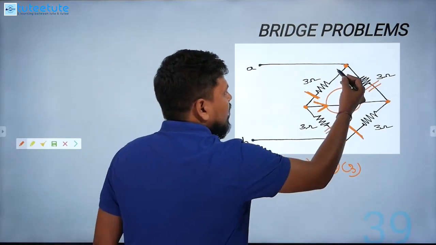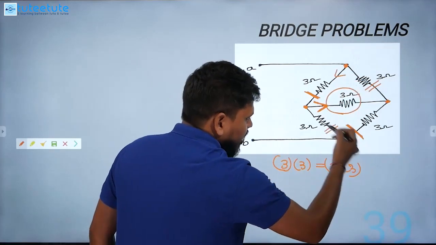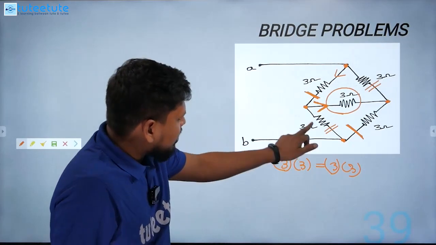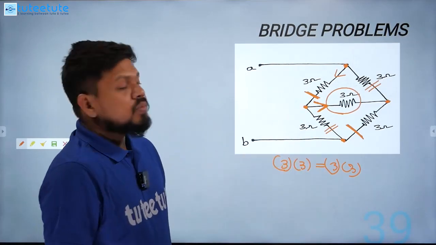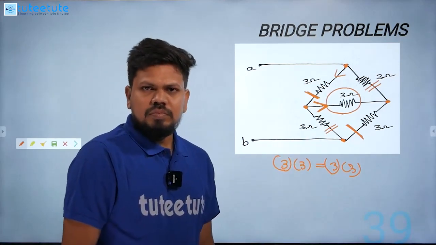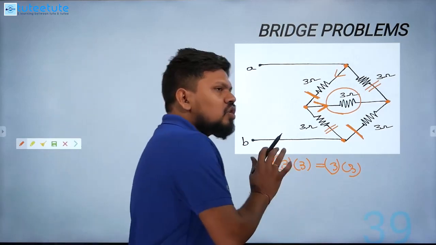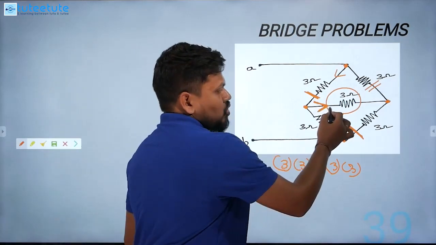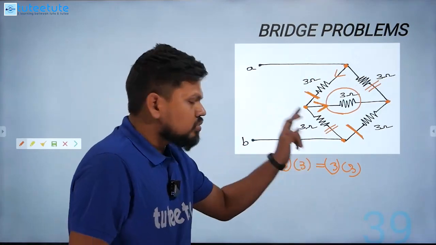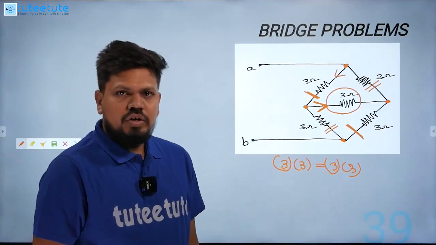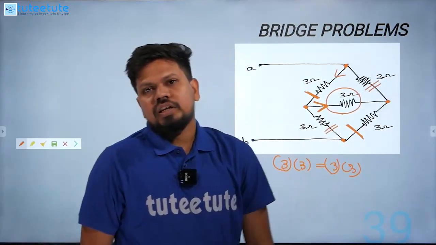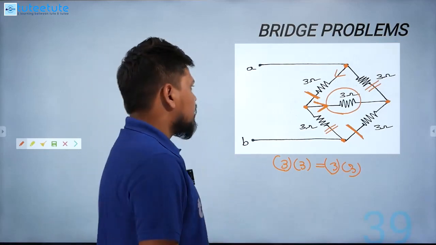So whatever current we are getting here, the same current goes through the other side. In this 3 ohms, whatever the current, the same current goes in this 3 ohms. That means this 3 ohms and 3 ohms are connected in series. Not only this side, on the other side, 3 ohms and 3 ohms are also connected in series. We just have to remodel the network.